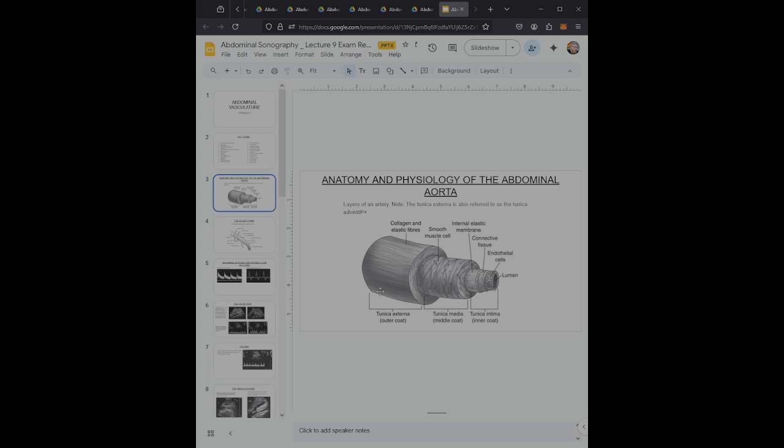So here we can see the 3 layers of the aorta: the tunica externa, the outer coat, which is composed mainly of collagen and elastic fibers; the smooth muscle layer, which is the tunica media, the middle coat; and the tunica intima, which is close to the lumen. And the tunica intima is composed of the endothelium, with some connective tissue, and an internal elastic membrane.